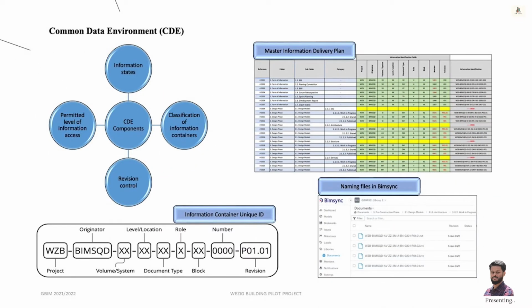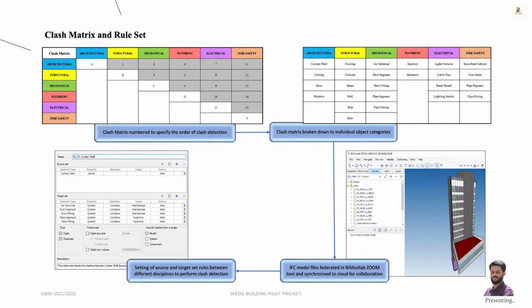Common data environment. The components of the CDE includes information states, classification of information containers, revision control, and permitted level of information access. A master information delivery plan was set out based on a series of individual tasks. Each information container has a unique ID based upon the documented convention.